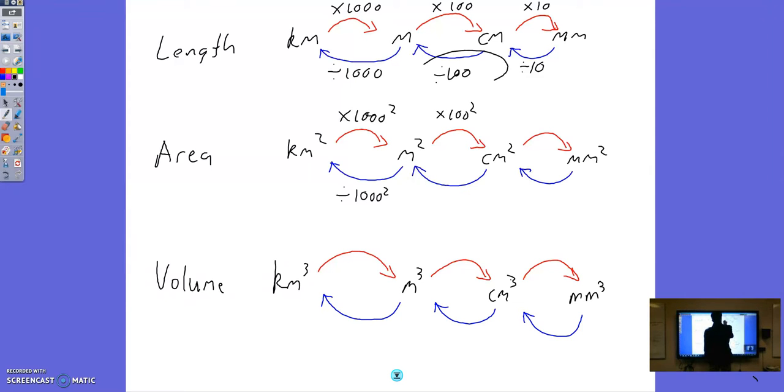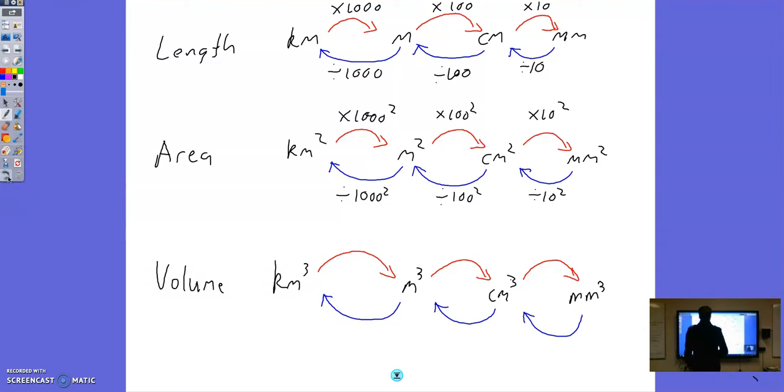So we've just grabbed this measurement here from length, and we have squared it, because now we are dealing in area. We divide by 100 squared, going from centimeter squared to meter squared, and then back to centimeter squared to millimeter squared, we times by 10 squared. Millimeter squared to centimeter squared, we divide by 10 squared. At this point, that's where you should be up to.